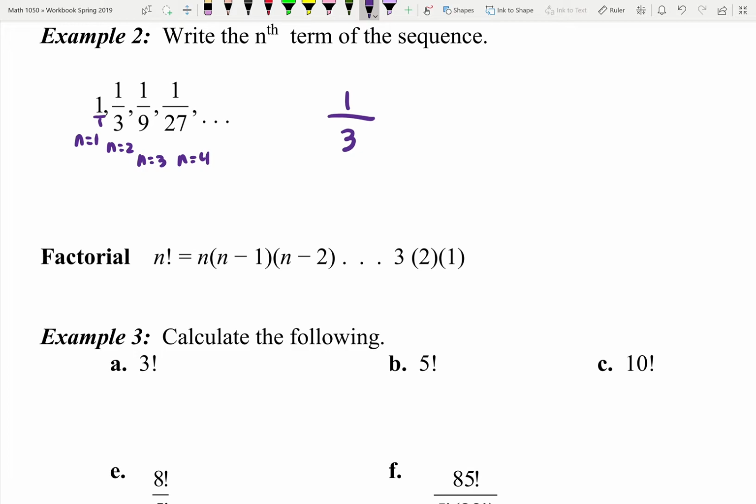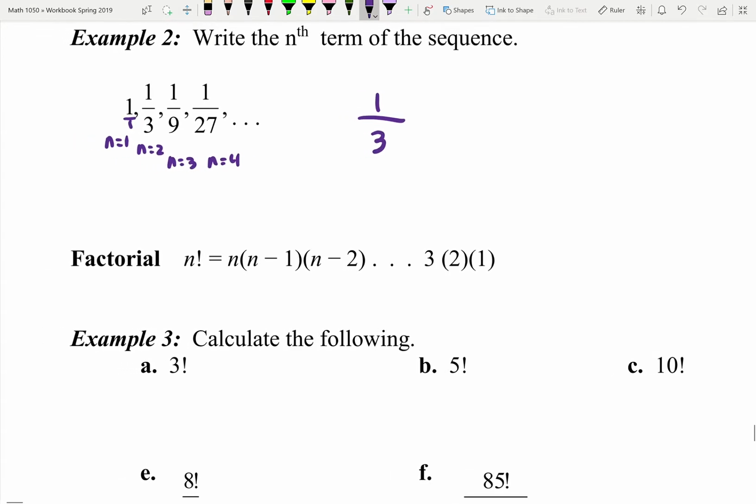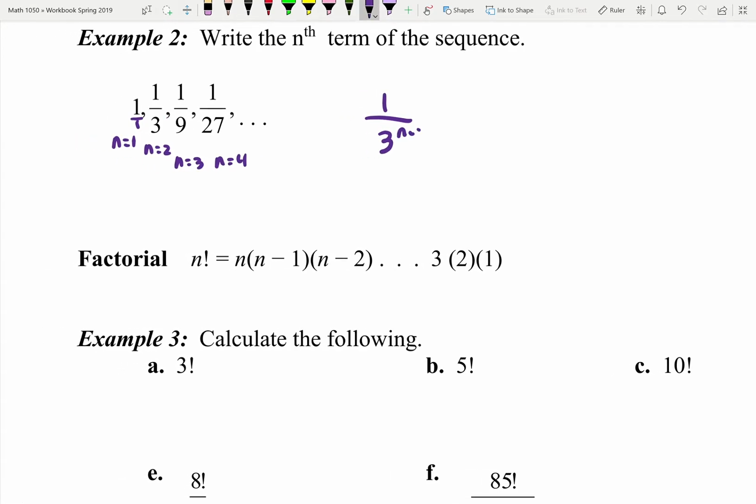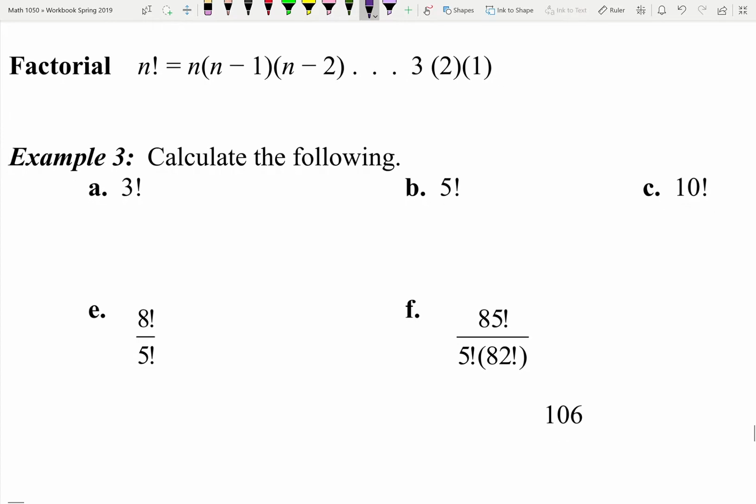So my formula is 3 to the, can you tell me? Not n, but n minus 1. Yes. So 2 minus 1 is a 1, 3 to the first. 3 minus 1 is a 2. That's 3 squared is 9, etc. Okay? Okay, we need to talk about factorial a little bit.